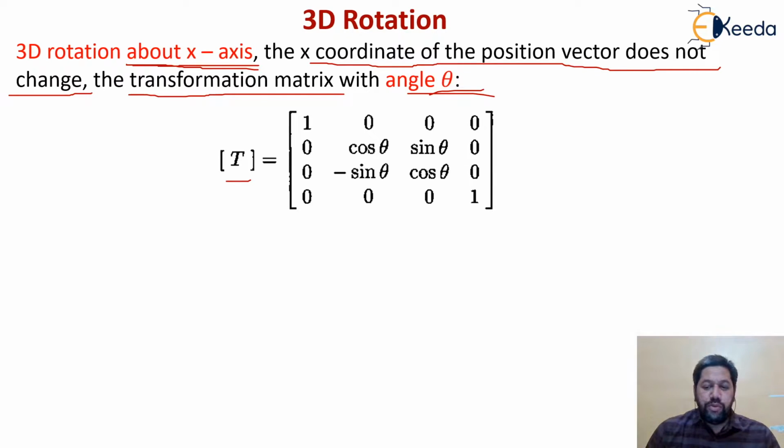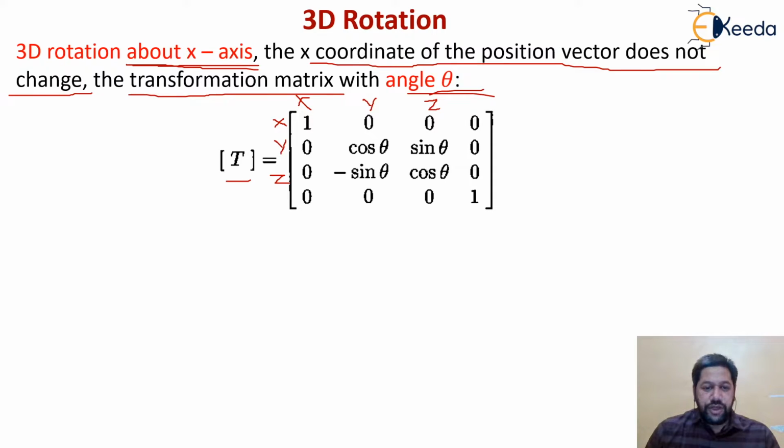I think there is no need for me to repeat this when we go for the y and z axes, but as it is our first transformation matrix of 3D rotation about the x-axis, I considered it. Obviously everyone knows this is my x value, this is going to be your y value, this is going to be your z value, and this is h. So I'm considering row-wise: this is my x value, this was my y value, and this was my z value.